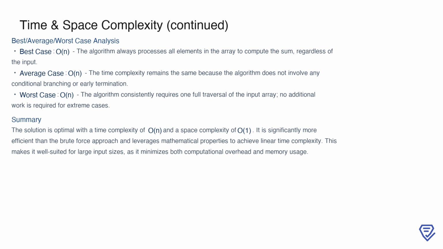In the best case, the algorithm still needs to process all elements in the array to compute the sum, as there's no way to shortcut this calculation. Similarly, in the average case, the time complexity doesn't change because the algorithm's steps are not influenced by specific input patterns. For the worst case, even with the largest possible input within constraints, the algorithm consistently involves a single traversal of the array, making the time complexity O(n).